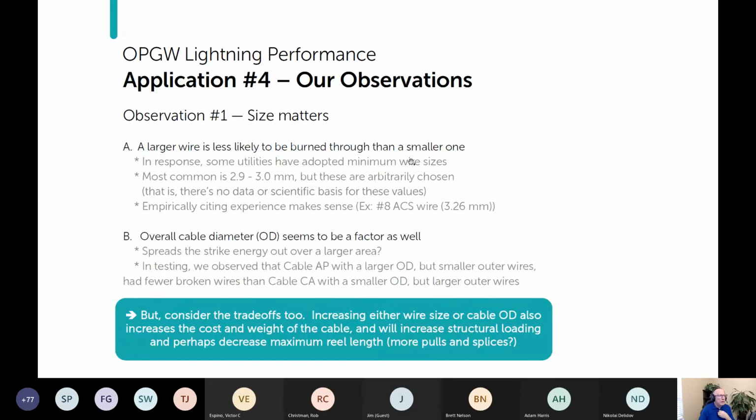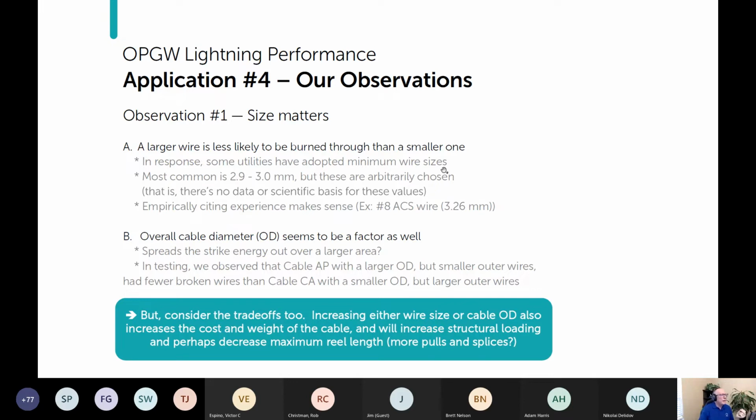Do I think that's necessary? No, I don't, because go back to what I said before. If you design well for fault current, I think you get good lightning performance as a free bonus. Nevertheless, some utilities do have minimum wire sizes. Obviously, as a cable designer and a cable supplier, we respect them.